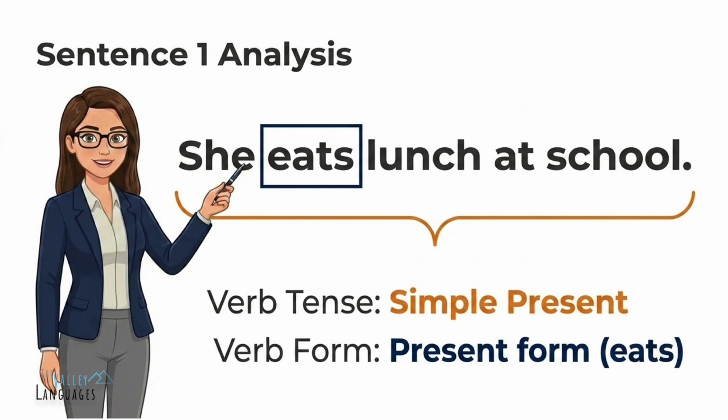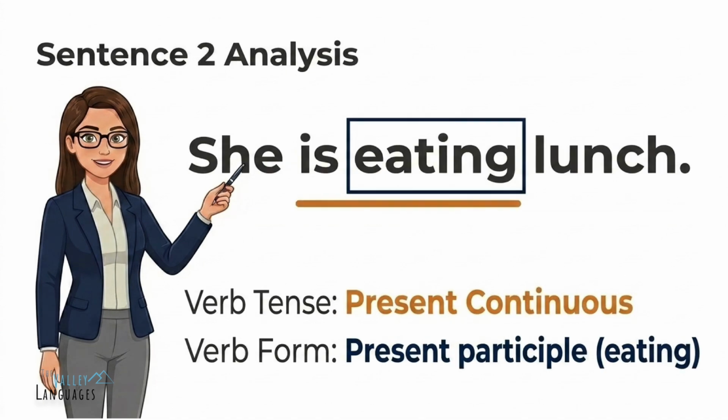Makes sense, right? Now, this next sentence shows us exactly what happens when the action is happening right now, at this very second. Sentence 2. She is eating lunch. The time, the verb tense, is the present continuous. The action is currently in progress. But look really closely at how we built that. We didn't just use one word.